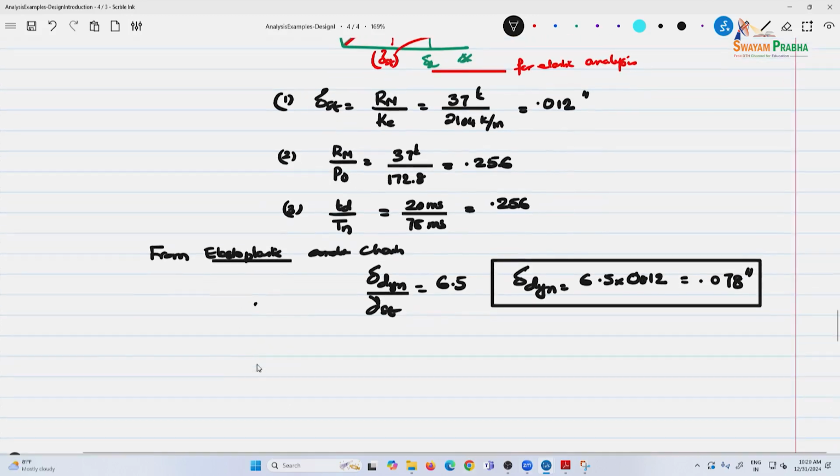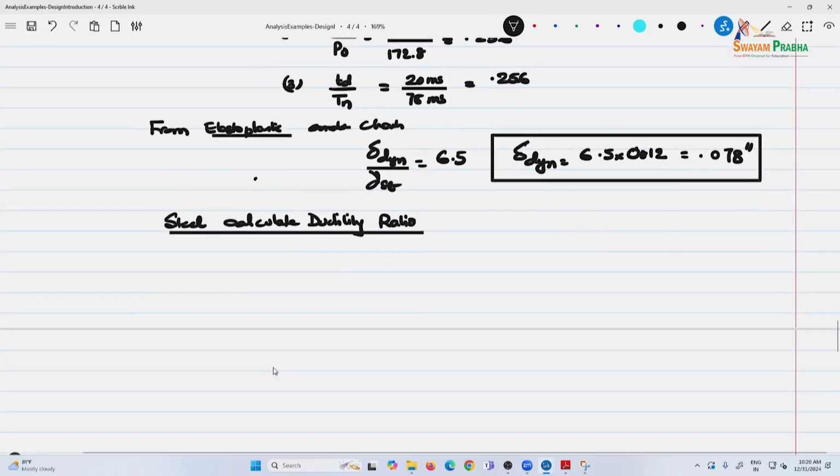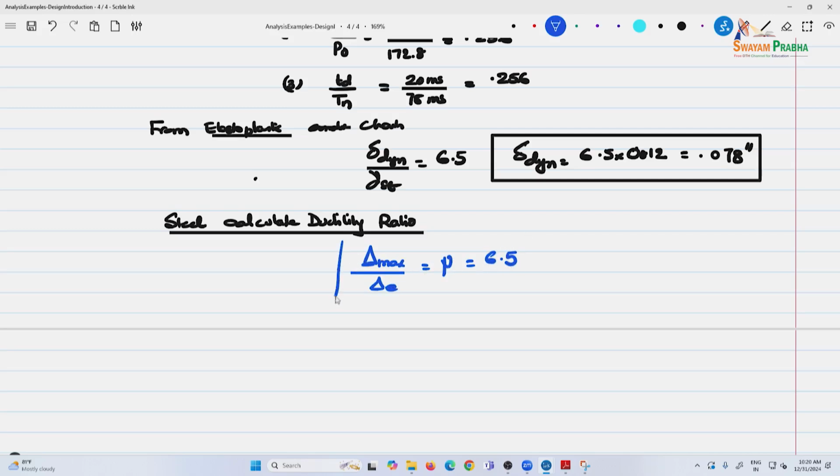And here for steel, calculate the ductility ratio. For concrete we went with theta, but here it is mu max divided by, not delta max divided by delta sub E, is mu, which is in this case 6.5.